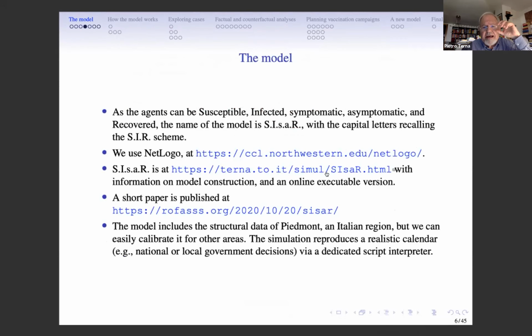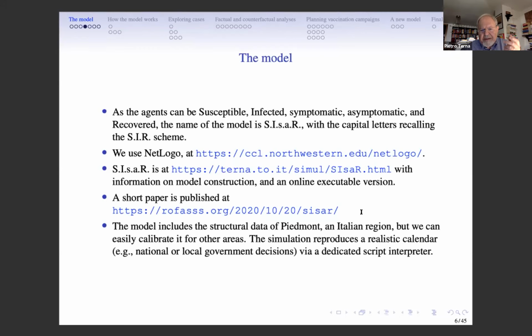The model is online at this address. It is based upon NetLogo, so at this address it is also possible to run it directly without download. And we have a short paper reporting the structure. The model is based on an Italian region, Piedmont, but can be easily calibrated for other areas, and contains a script manager, an interpreter, to take account of all the national or local government decisions about non-pharmaceutical containment measures in the epidemic.